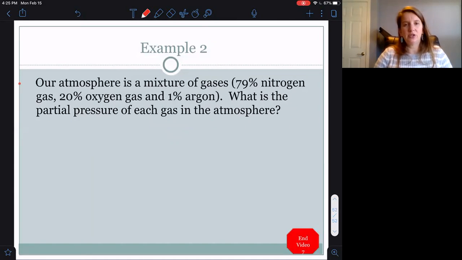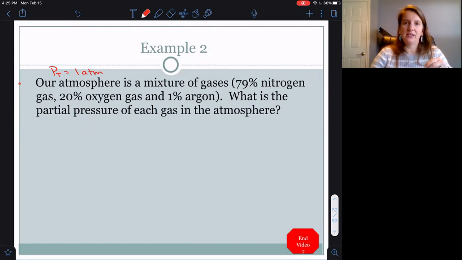Looking at this next question, our atmosphere is a mixture of gases, 79% nitrogen gas, 20% oxygen gas, and 1% argon. What's the partial pressure of each gas in the atmosphere? So first off, if it's talking about atmosphere, that means that our total pressure is going to be 1 atmosphere. Okay, so we can make that assumption. Now, it doesn't really tell us amount, it tells us the percent, which is a different way of representing how much of each gas that we have.